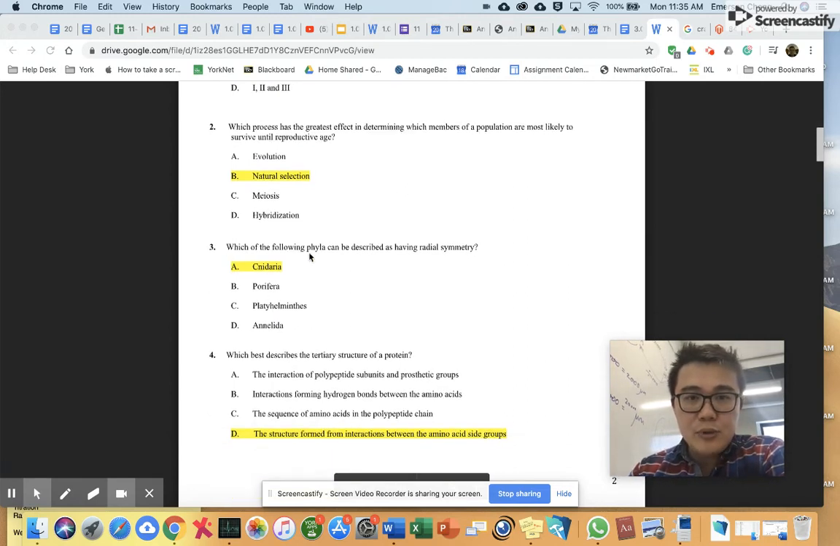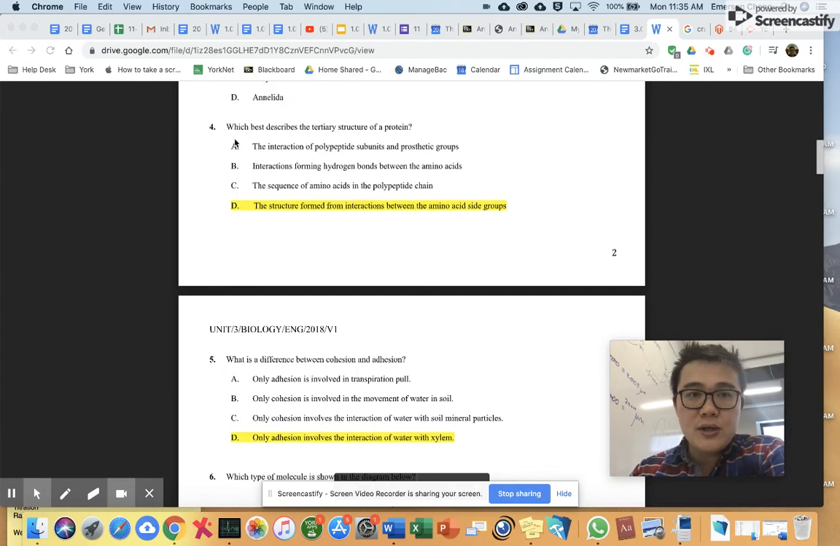Number three, which phylum can be described as having radial symmetry? It is this one. This is the same one as a snail. You really should just memorize the different characteristics of different phyla. That's back in the Unit 1 lesson.